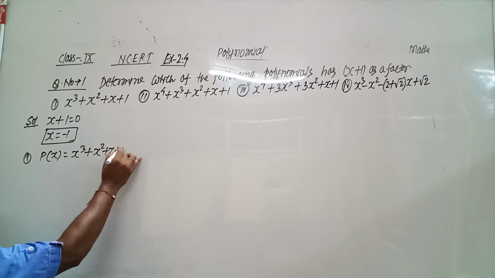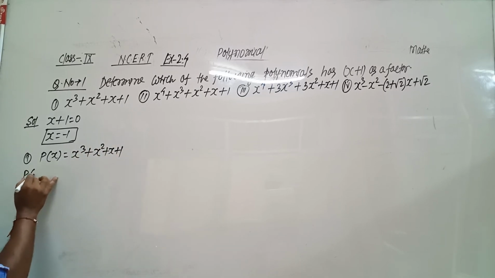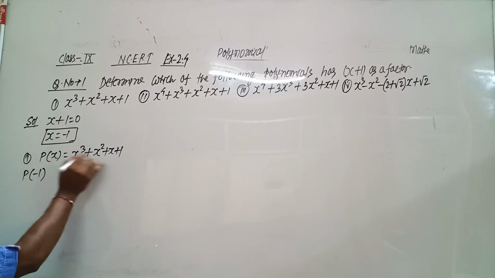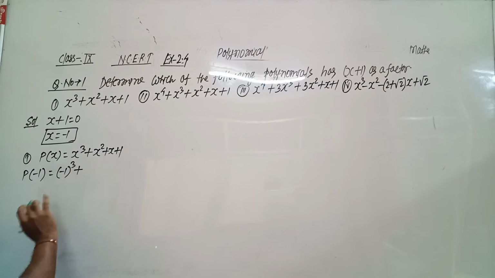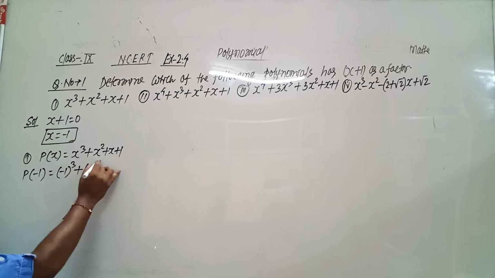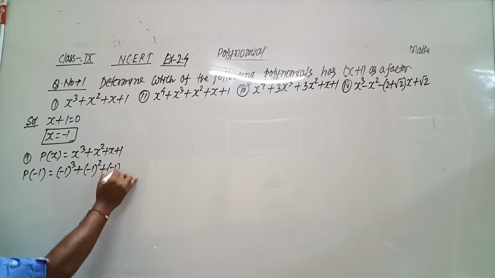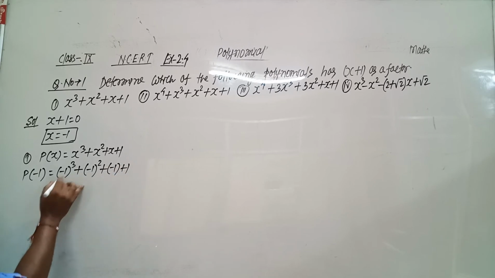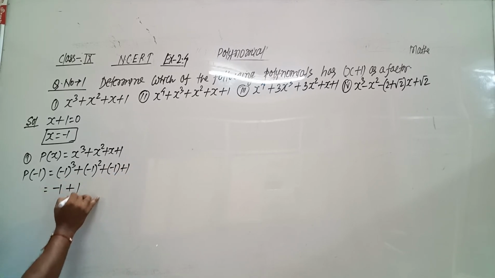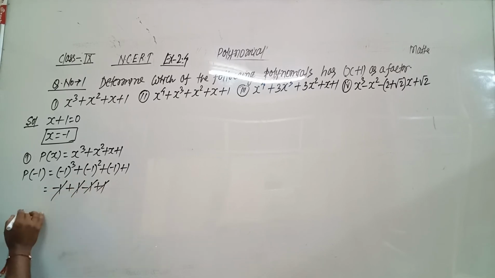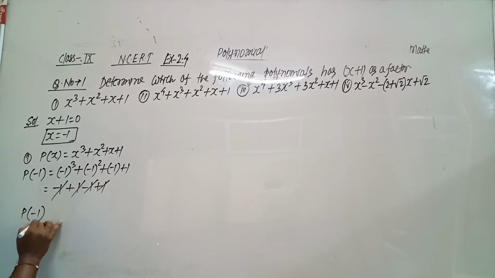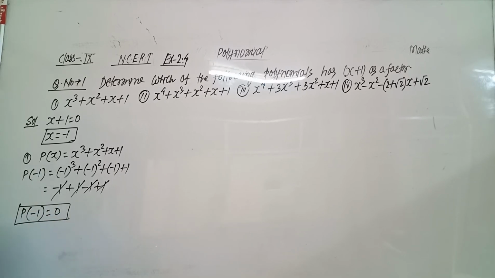So the first part, the polynomial is x cube plus x square plus x plus 1. We put the value of x equals minus 1 in the given polynomial. So minus 1 raised to the power 3 plus minus 1 raised to the power 2 plus minus 1 plus 1. We get minus 1 plus 1 minus 1 plus 1, which cancel, and p of minus 1 equals 0. So we can say that x plus 1 is a factor.